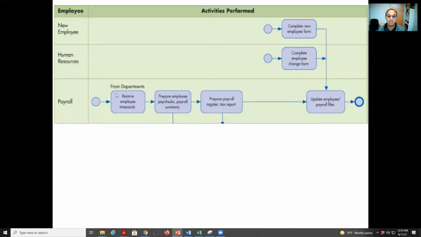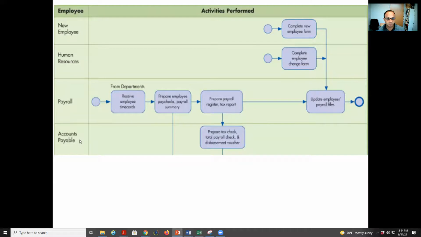We start by receiving the time card of the employee, then prepare the employee paycheck and payroll summary. Then we prepare the payroll register and the tax report and update the file of the employee. And here we show the bolded circle as the end of the process at the payroll department. And then it goes to the accounts payable, where we pay the check to the employees and the tax check for the state and federal government.